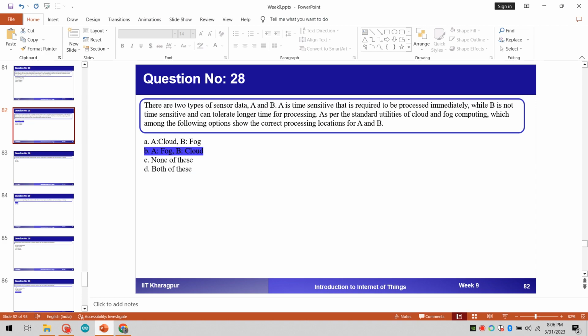Okay, so question number 28 was, A is your time sensitive data and B is not time sensitive data. So you have to decide the location for their processing. So options are, A should be processed at cloud and B at fog. A at fog, B again at cloud.